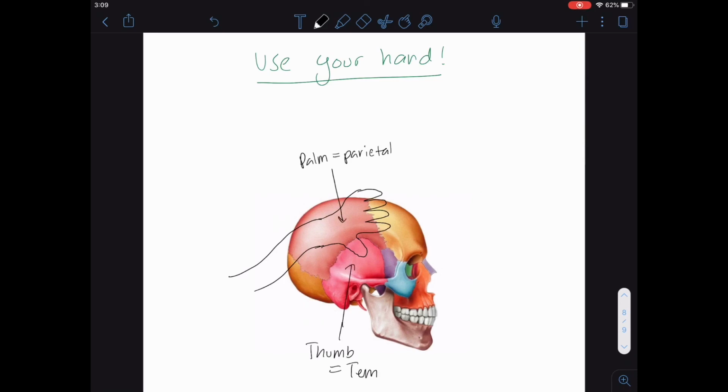Where your thumb lands is one of your temporal bones, because you know we have two, one on each side. Where your fingers land is frontal, and where your wrist and arm land, other than your hand, that is where your occipital bone is.